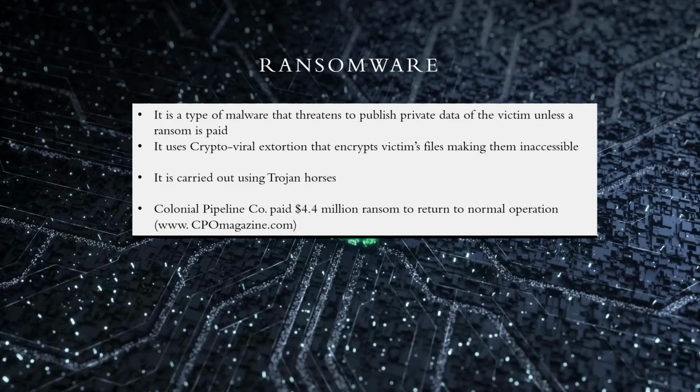Ransomware is a type of malware that threatens to publish private data of the victim unless a ransom is paid. It uses cryptoviral extortion that encrypts victims' files, making them inaccessible. It is carried out using Trojan Horses. One major ransomware attack that happened during 2020 and 2021 was an attack on Colonial Pipeline Co., which halted the normal operation of the company. The ransom the company paid was about $4.4 million.